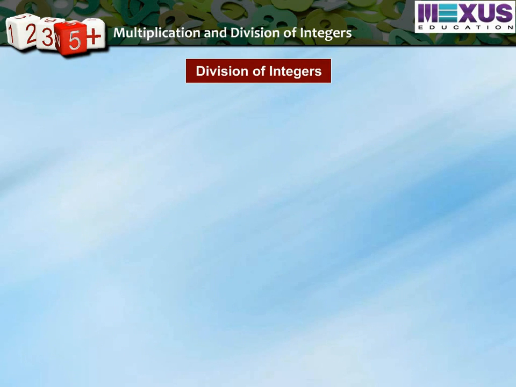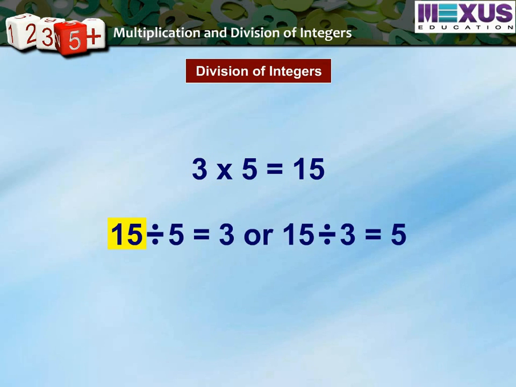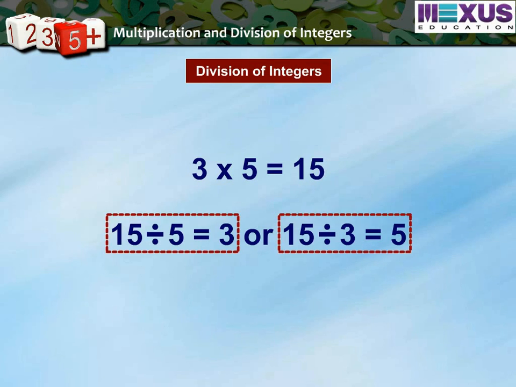We know that division is the inverse of multiplication. Now we know that 3 into 5 equals 15. Therefore, 15 divided by 5 equals 3, or 15 divided by 3 equals 5. Thus, it says that for each multiplication statement, there are two corresponding division statements.